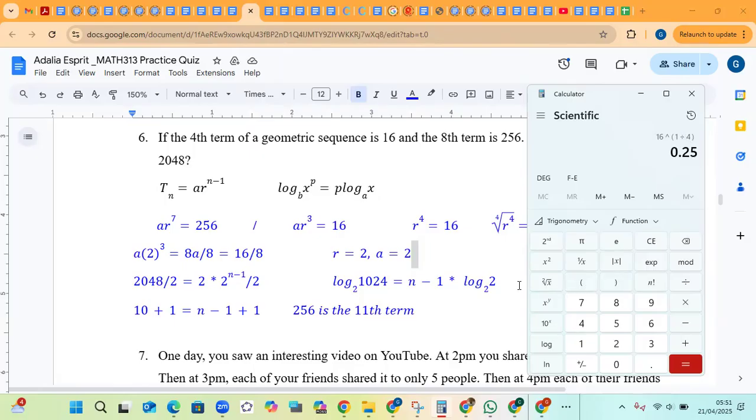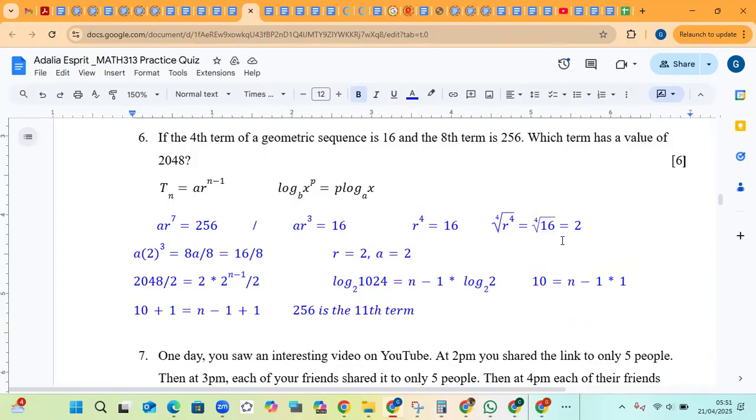And that will give us 2. So r is 2 here. Since r is 2, we can solve for a. She used the smaller one: a times 2 raised to the 3 is equal to 16. 2 to the cube is 8. 8a is equal to 16, so she divided by 8 and ended up with a is equal to 2 also. 16 divided by 8 is 2.